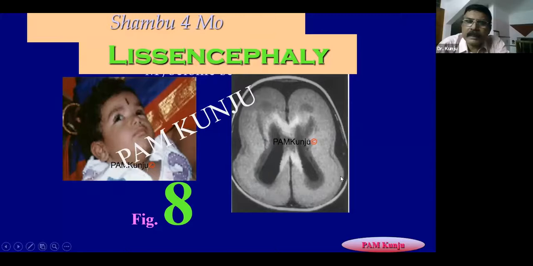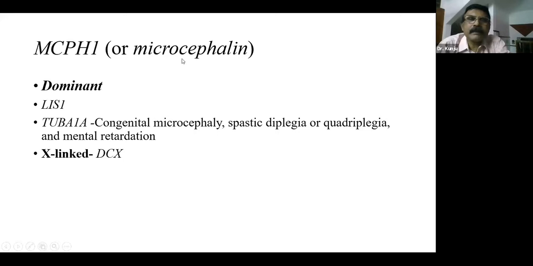Okay. And so as I was mentioning, microcephaly vera can have seven MCPH gene abnormalities, MCPH1 to MCPH7. Just like neurofibromin is the gene product in neurofibromatosis, and dystrophin is the gene product in Duchenne muscular dystrophy, in microcephaly vera the abnormal protein that may be generating it is microcephalin, that is MCPH1 to 7. I told you that MCPH1, 2, 3, 4, 5, 6, 7 mutations have been described. And many of them can be dominant.